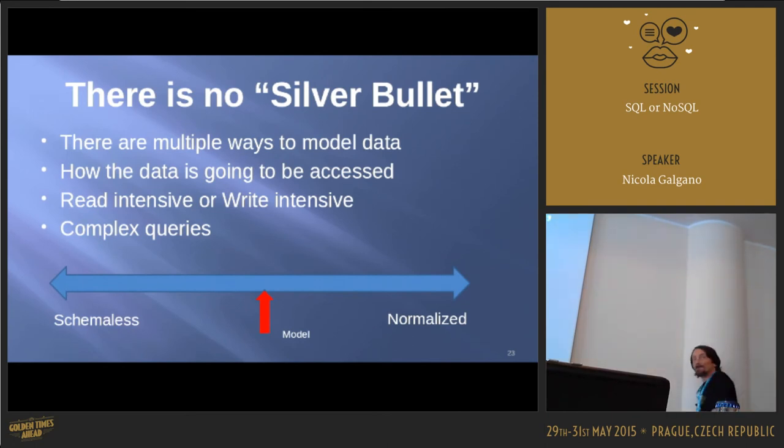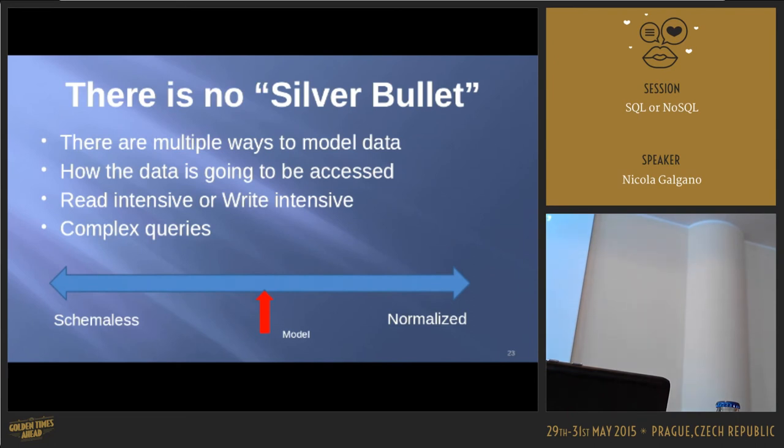So there is no perfect solution. There is no one perfect solution. When you have to choose your data model, you have to think in which way you access your data. What kind of application are you making? A read-intensive application or a write-intensive application, something like mixed? Do you need to use complex queries or not? Because in the example before with the MapReduce, if you are using a relational database, you just have to make a group by to achieve that result.